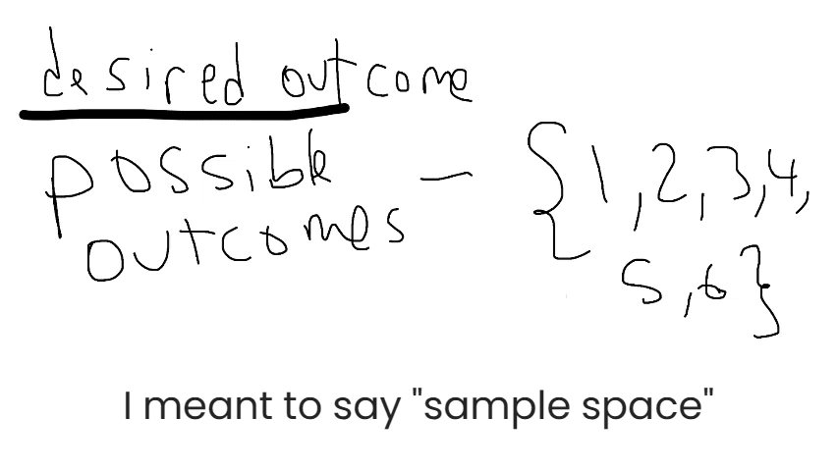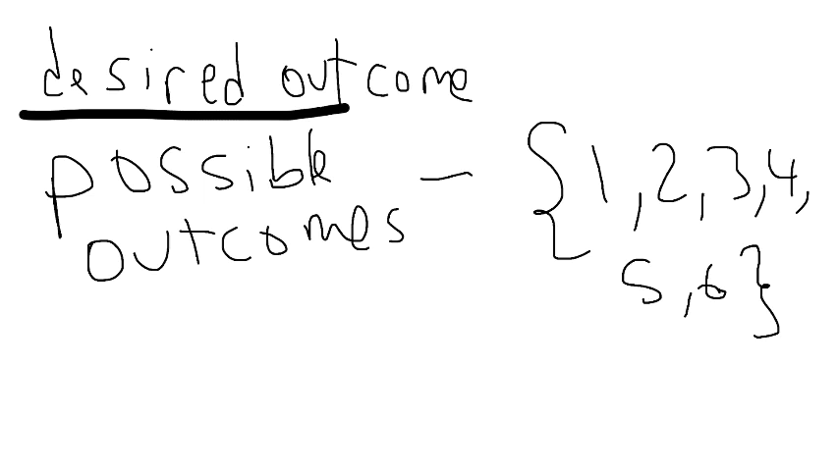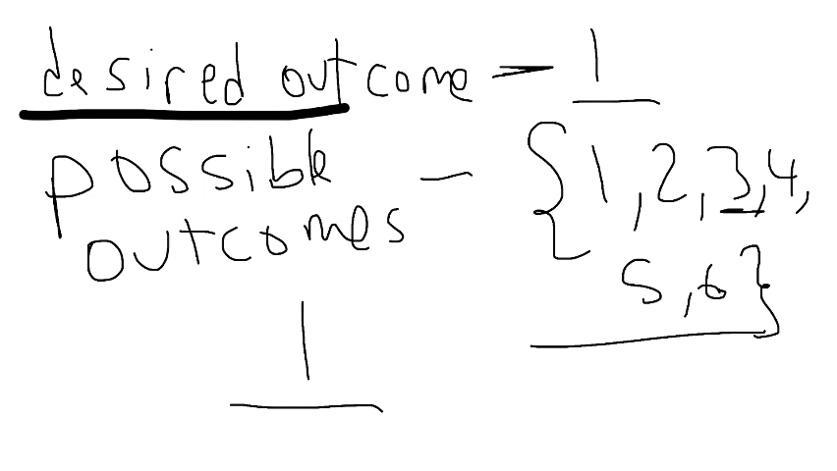Now, what is our desired outcome? Well, I never specifically stated a desired outcome, but let's say we randomly picked a number, 1 through 6. Let's say we picked 3. 3 is just one number, so the desired outcome would be 1. Now, there's 6 numbers here, 1 number here, so 1 in the numerator and 6 in the denominator. The answer is 1/6.